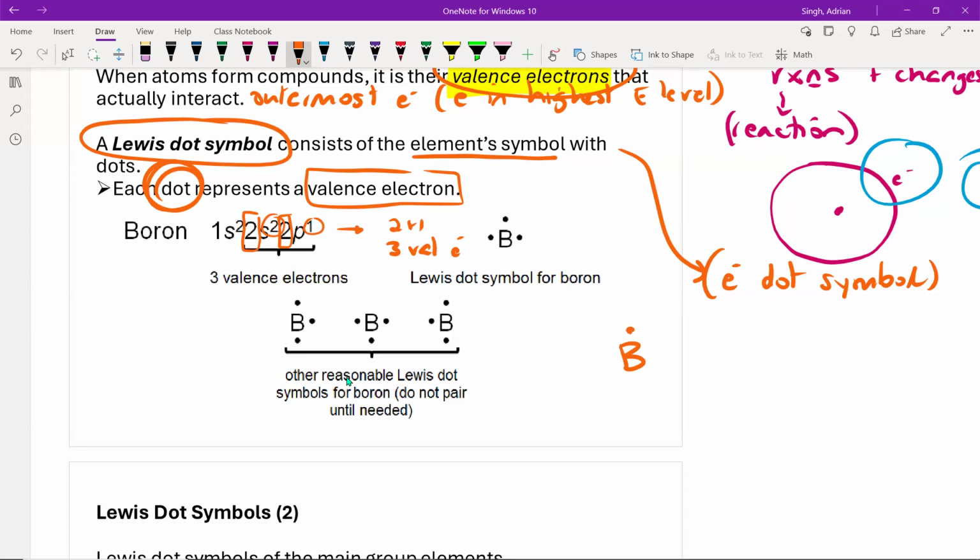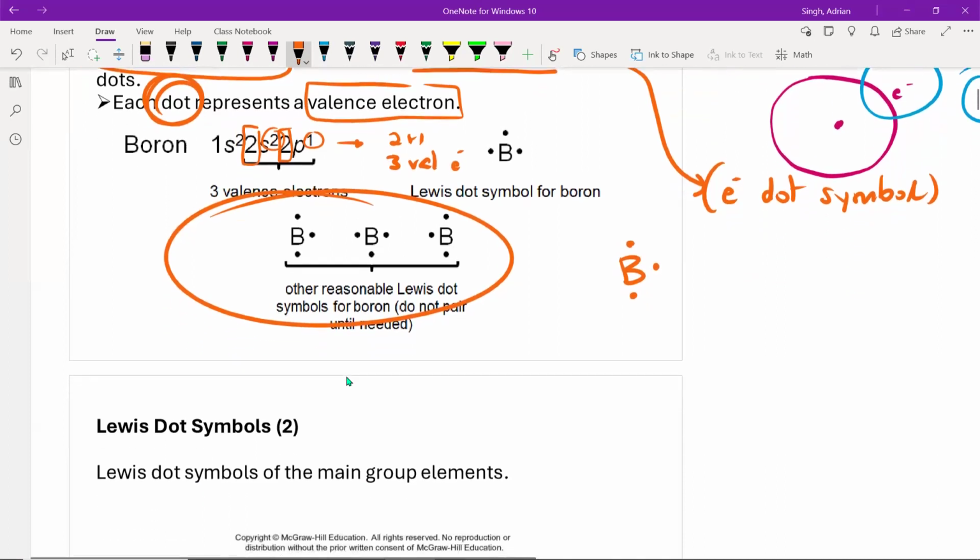And then you go either clockwise or counterclockwise. It really doesn't matter where you put the second one, as long as you don't pair it up immediately. So you don't want to put that second one there. You want to put the second one on its own somewhere else. So I can put the second one maybe here, on the bottom or on the left. And the third one I put somewhere else as well. So like there, for example, I could have put it to the left. Any of those would have been reasonable Lewis structures or Lewis dot symbols for boron.